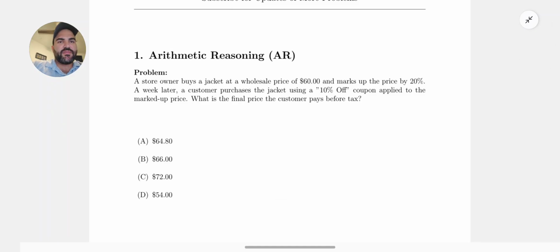Arithmetic reasoning. A store owner buys a jacket at a wholesale price of $60 and marks up the price by 20%. That means it's going to gain price. It's going to be more. A week later, a customer purchases the jacket using a 10% off coupon applied to the markup price. What was the final price the customer pays before tax?